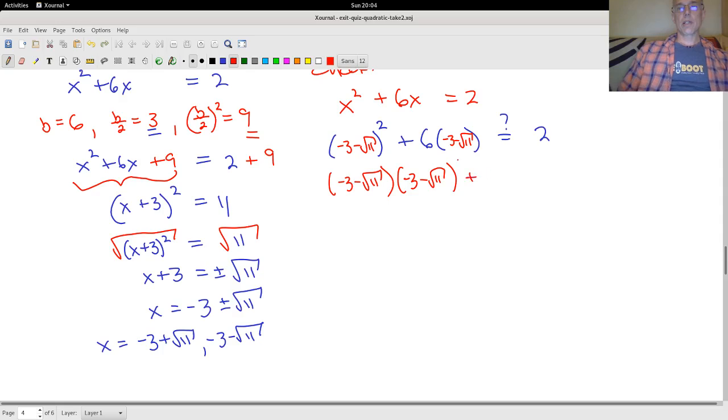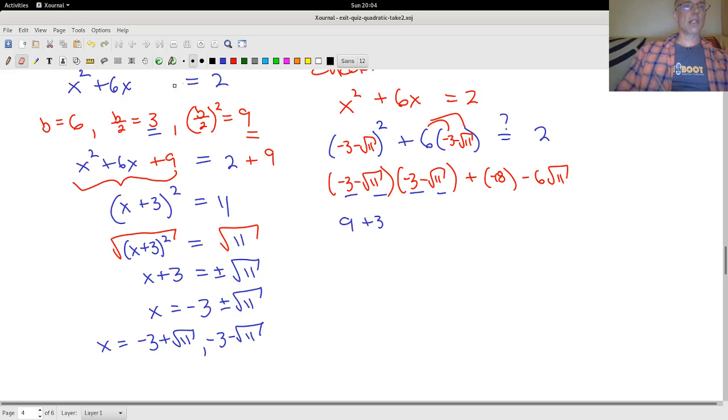Plus 6 times that. Well, now I could just distribute that right here, so 6 times negative 3 is negative 18. And then I have 6 times negative square root of 11, which is negative 6 square root of 11. And equals 2, we'll just wait and see. All right, next we have to distribute this binomial. Negative 3 times negative 3 is positive 9. Negative 3 times negative square root of 11 is plus 3 square root of 11. And then negative square root of 11 times negative 3 is another, oops, I miswrote that, sorry about that.